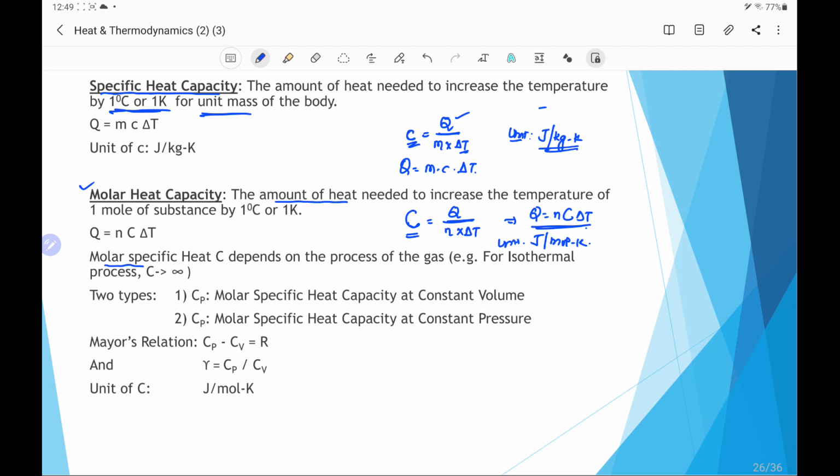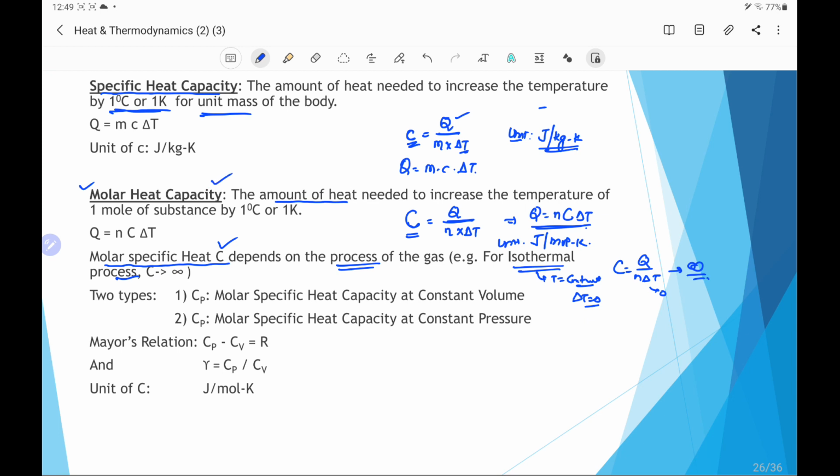This molar heat capacity C depends on the process. For different process C will be different. For example, for isothermal process, because we know temperature remains constant, that means delta T is 0. So as per the formula C equal to Q by n into delta T, because delta T tends to 0, it means C tends to infinity.